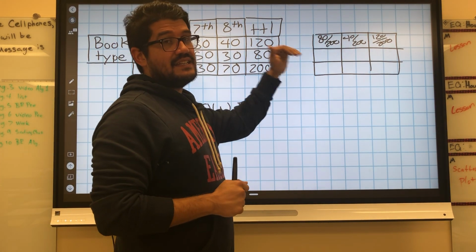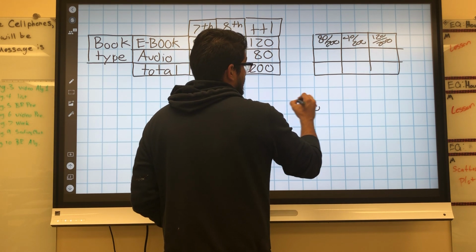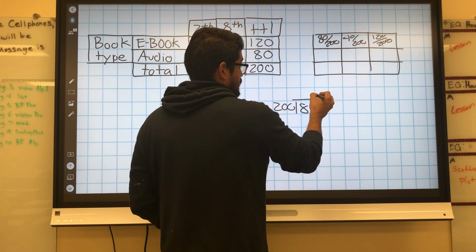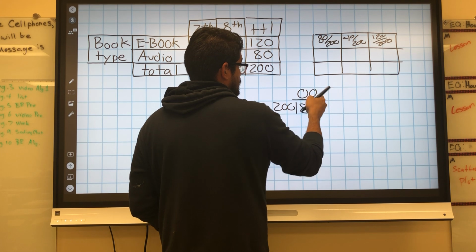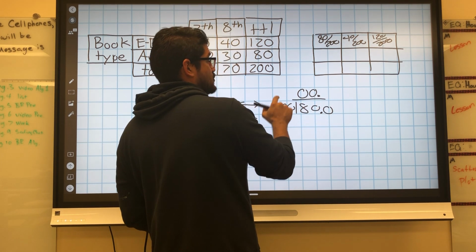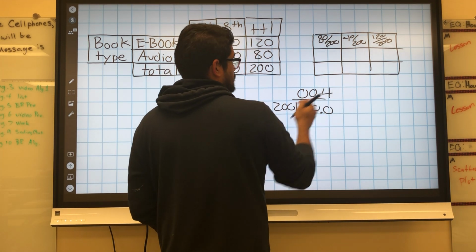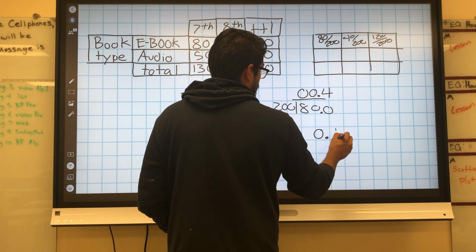So if I do 80 divided by 200, okay? 80 divided by 200. You're going to add a decimal point. It doesn't go there, it doesn't go there. It's going to be a decimal point here. Add a 0. Then how many 200s go into 800? That's going to be 4. So that's going to be 0.4.